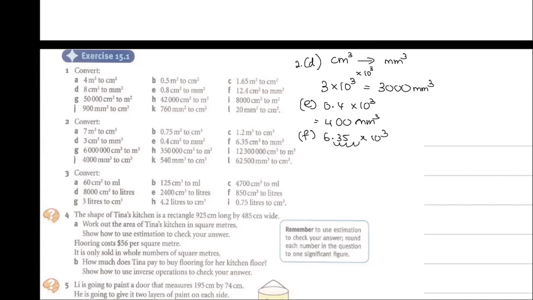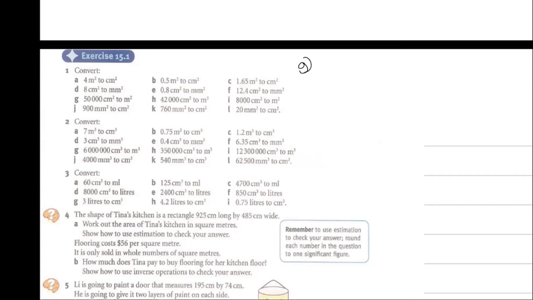1, 2, 3, 4. 6, 2, 5, 0. Okay, sorry, 1, 2, 3. 1, 2, 3. 6, 3, 5, 0. Okay, DF done.